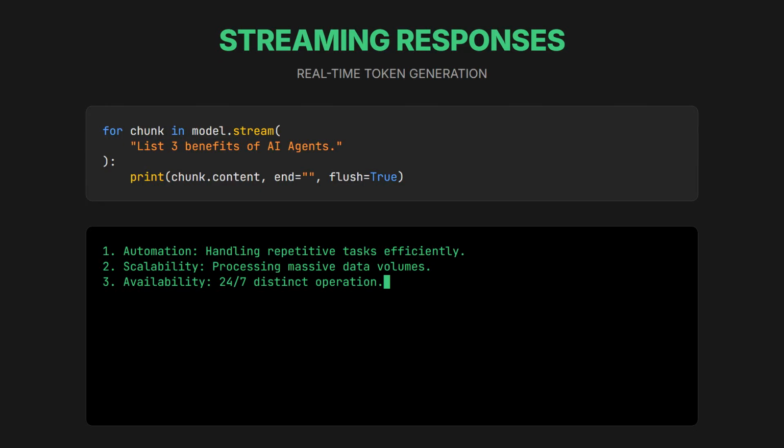As soon as the model generates a word or a token, you get it immediately. By looping through these chunks and printing them out one by one, you create that engaging typewriter effect that you see in ChatGPT. It makes your application feel incredibly fast and responsive, even if the model is doing heavy thinking.